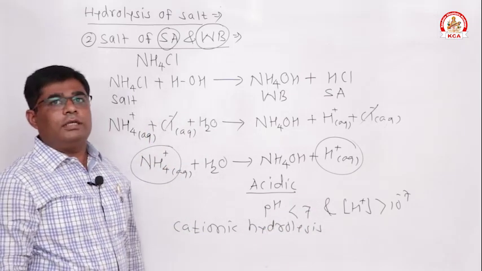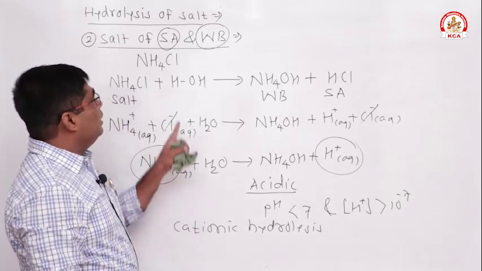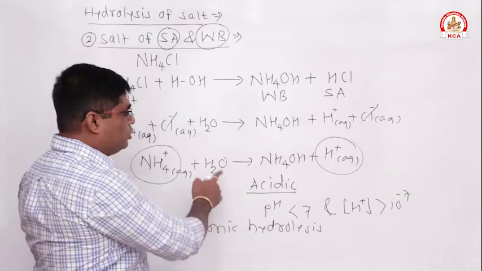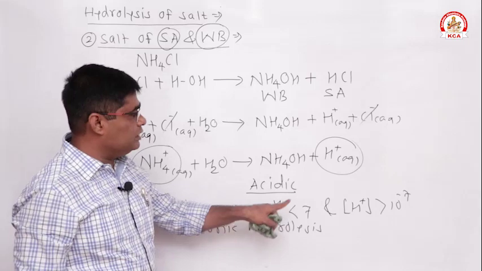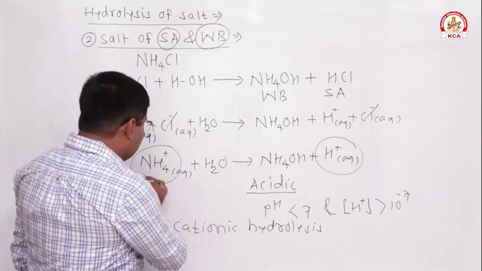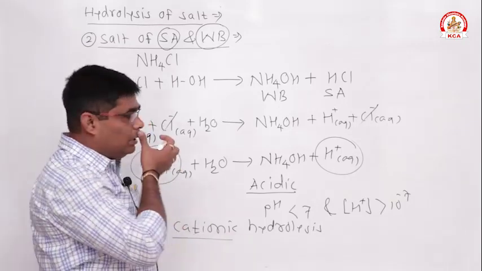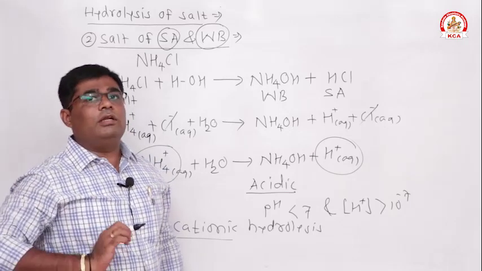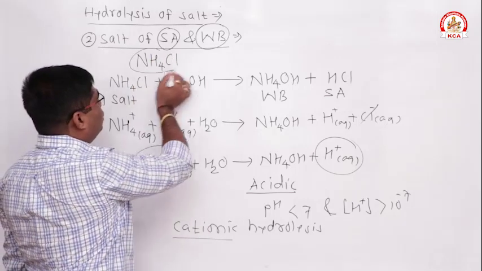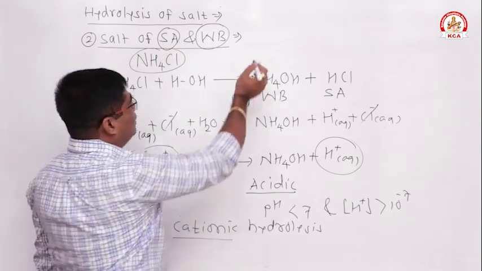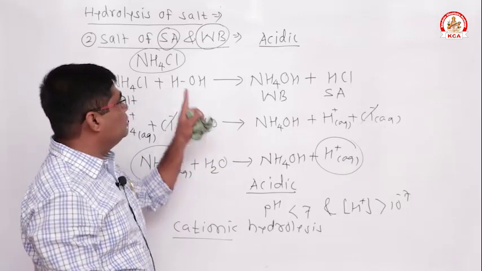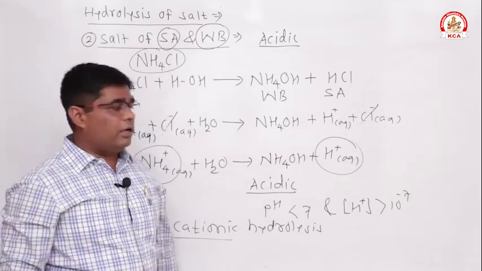So salt of strong acid and weak base undergoes hydrolysis. What is the nature of solution? Acidic. As nature of this solution is acidic, pH of this solution is less than 7. Concentration of H plus ion is greater than 10⁻⁷, and what is here? Cation is there. Therefore this type of salt undergoes hydrolysis and is known as the cationic hydrolysis. So always remember that is nature of aqueous solution. Aqueous solution of salt of strong acid and weak base is always acidic, and here blue litmus turns to red. So this is the hydrolysis of salt of strong acid and weak base.